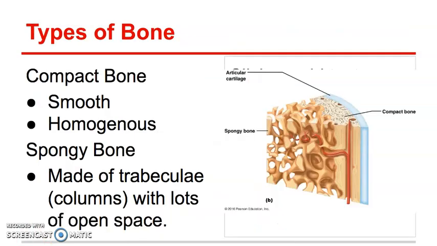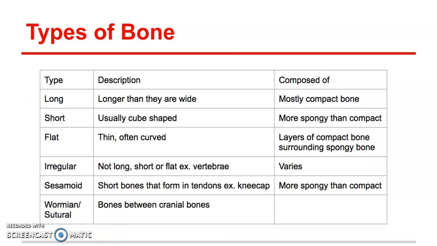There are two types of bone. There's compact bone, which is smooth and very consistent or homogeneous. So out here on the edge we have this compact bone. And then on the inside we have spongy bone. And spongy bone is made out of these columns that are called trabeculae. And there's lots of space in between those columns, and the space is filled up with things like blood vessels, marrow, what have you. We have 6 different classifications for bone.